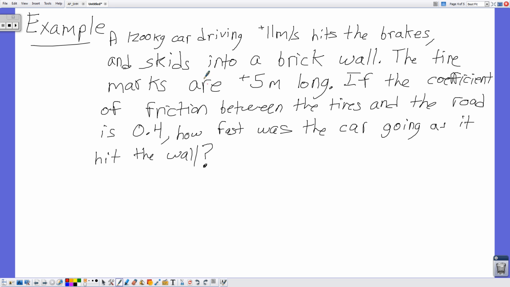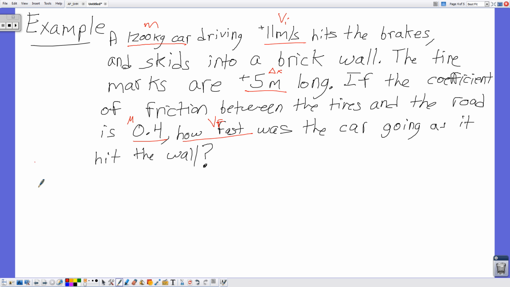Alright, so, if you remember how I like to do word problems, I read it once, I read it twice, and I underline all the numbers. There's that, that's mass. There's that, and then it hits the brakes, so this is the initial. Tire marks are 5 meters long. Coefficient of friction is that. How fast is what I'm solving for.